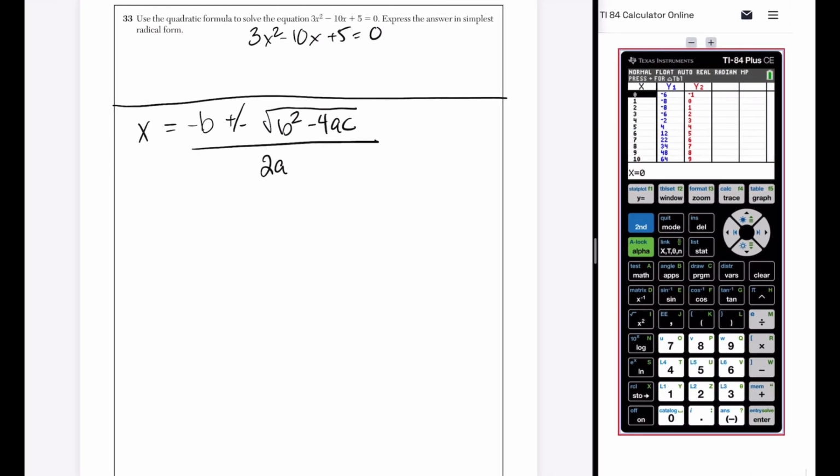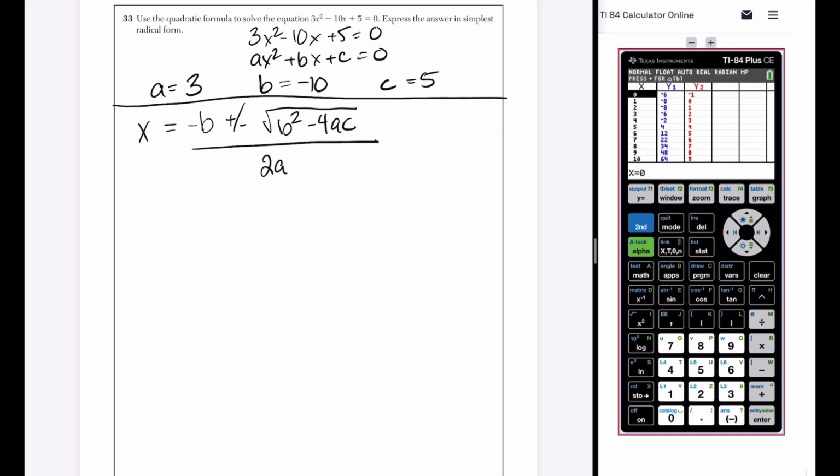All right, for number 33, we need to solve this with the quadratic formula, which I've written down. So we already have it, and we have our original equation, which is already written in ax squared plus bx plus c form. So think about your coefficients. Our a, the coefficient is 3. For b, the coefficient is negative 10. And for c, the coefficient is 5.